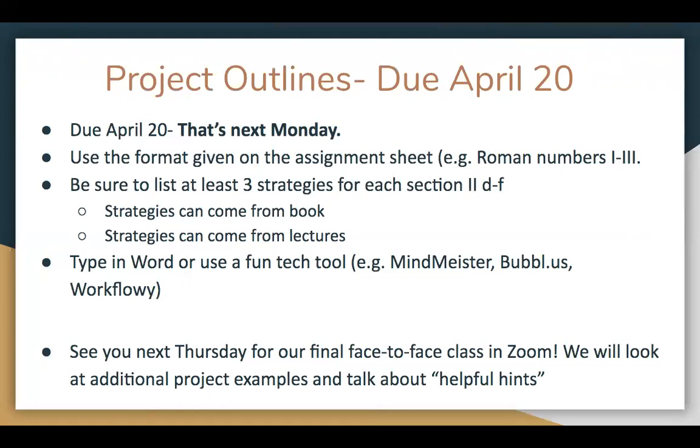Your project is due April 20th, the outline of the project. So those 3 Roman numerals with their subparts, just draft it out. You have till Wednesday with the late policy. Use the Roman numerals in the format given. Be sure there's 3 strategies for each section. Your strategies can come from the book, an article, a reliable source, the lectures, whatever you want to use to teach your kids about your subject.